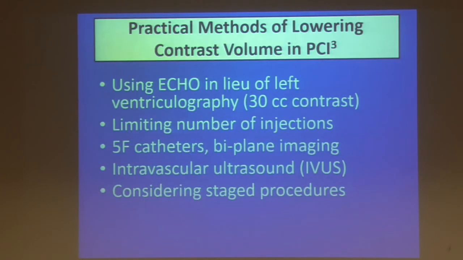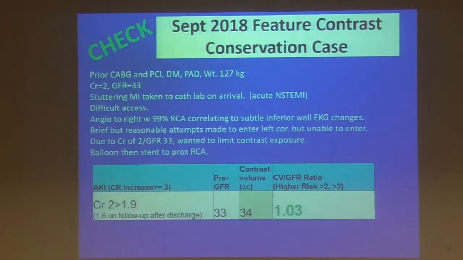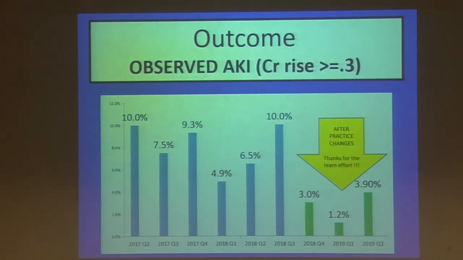So the patient's pre-GFR was 33, and the contrast volume used was 34 cc's, so that contrast volume to GFR ratio was 1. So we were well within our limits of the recommendation of 2, right? And their creatinine went from 2 to 1.9 after the procedure, and then on follow-up post-discharge was at 1.6. So a really great example of a very low contrast use in a high-risk patient.